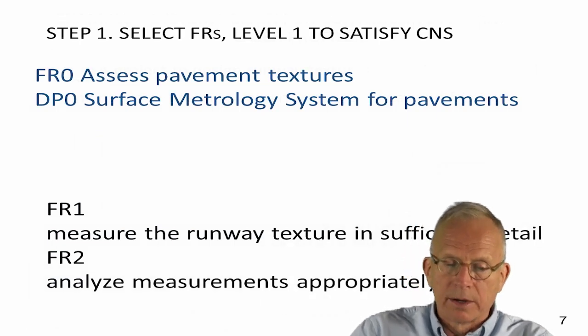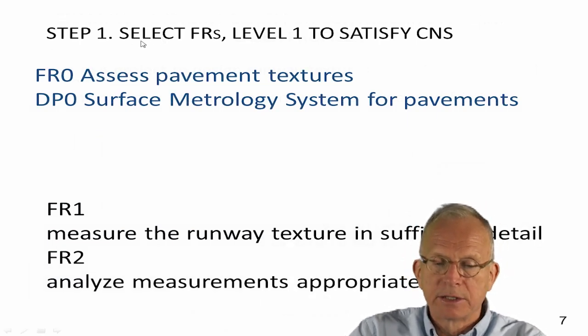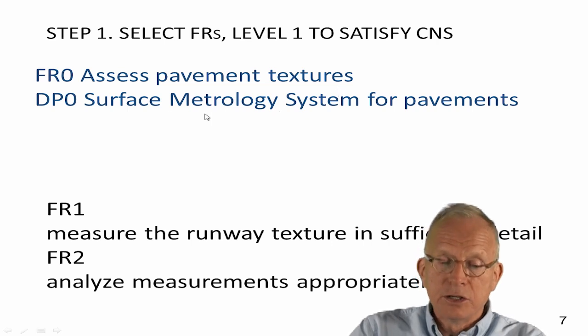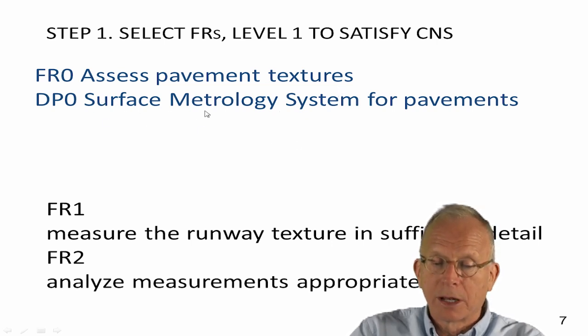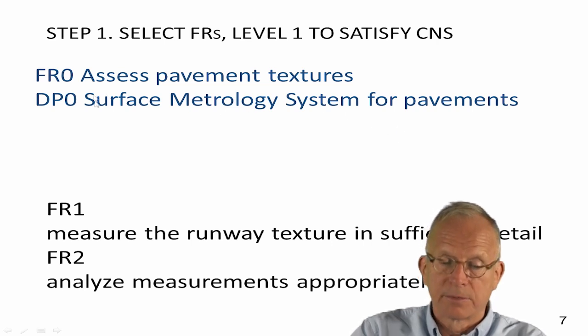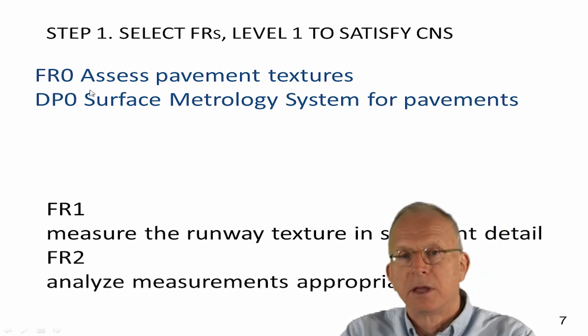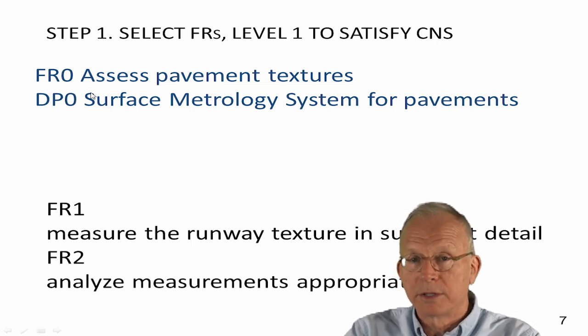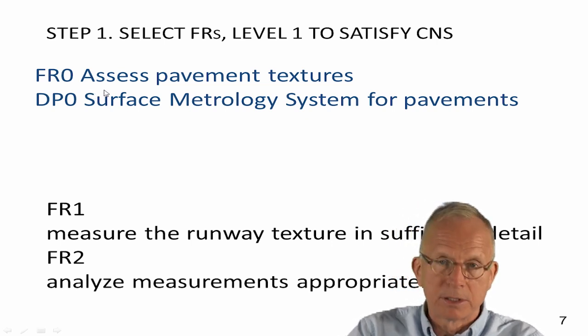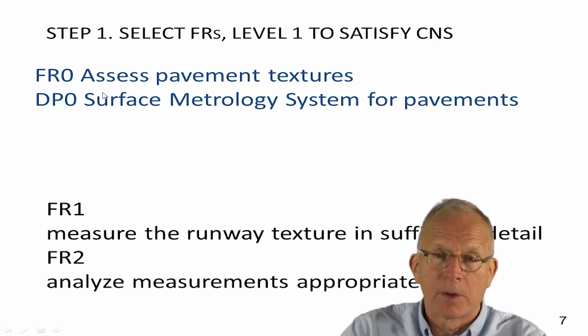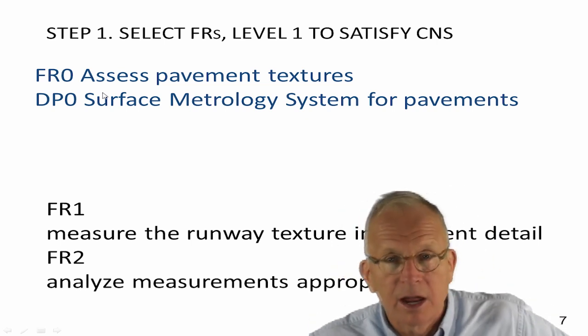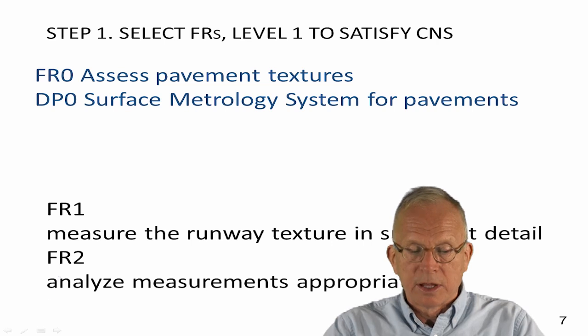Alright, so step 1. So we have the customer needs. Now let's go to the FRs. So we need to assess pavement textures. To do that, we need some surface metrology system for pavements. Now a surface metrology system, for those of you who are not familiar with that term, should have at least 2 components. One for doing the measurement, getting a topographic map, essentially of the surface, and another for doing the analysis.